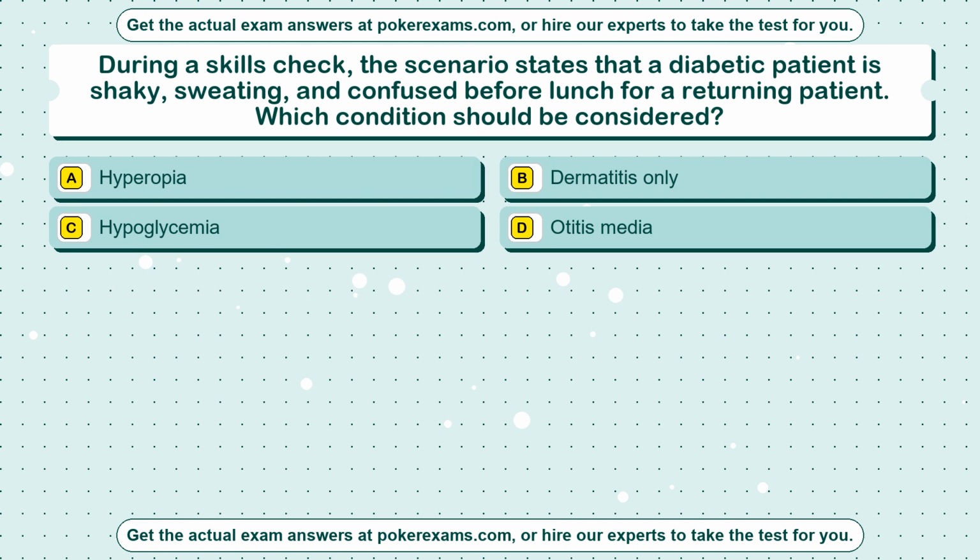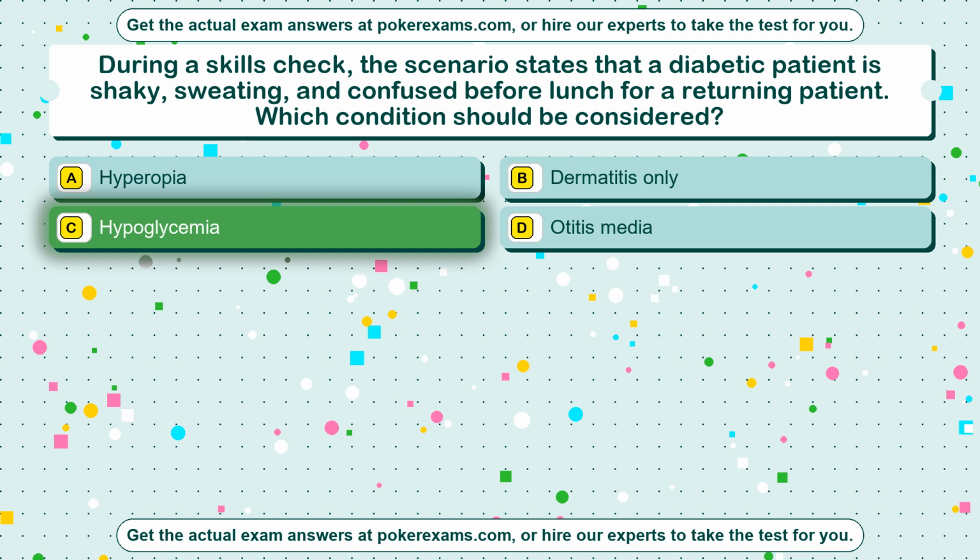Question 54. During a skills check, the scenario states that a diabetic patient is shaky, sweating, and confused before lunch for a returning patient. Which condition should be considered? Option A. Hyperopia. Option B. Dermatitis only. Option C. Hypoglycemia. Option D. Otitis media. The correct answer is option C.